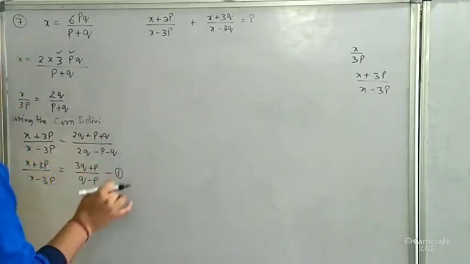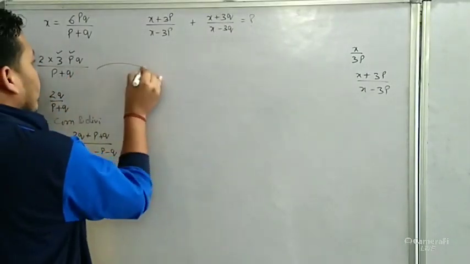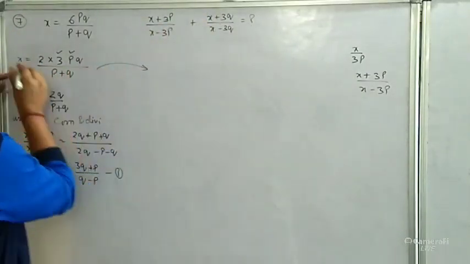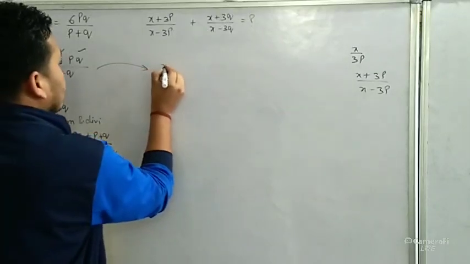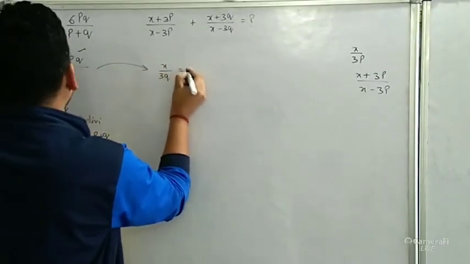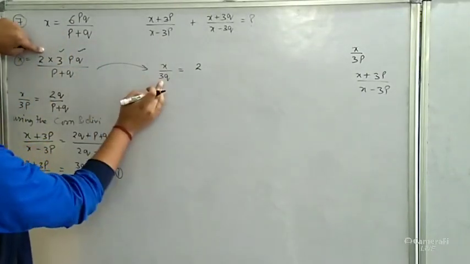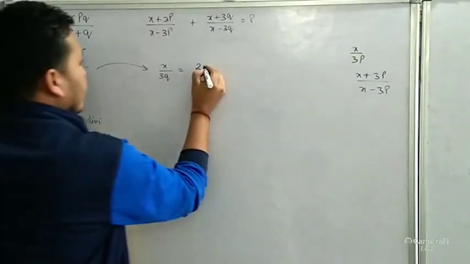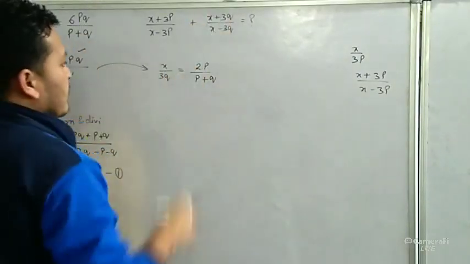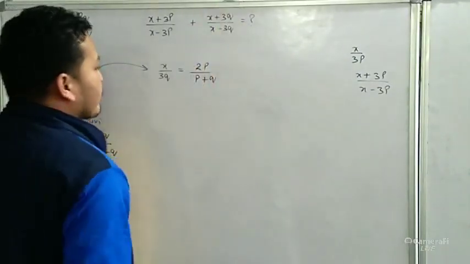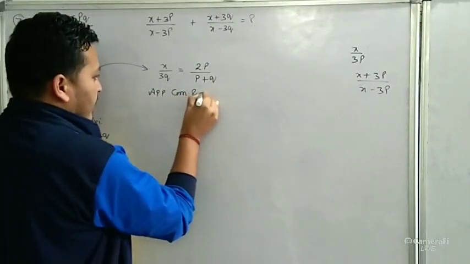Then second time we need the value of x plus 3q. Taking the denominator 3 and q, x upon 3q is equal to, what is remaining? 2 into p. So 2 into 3 and q, we have taken in the denominator, so 2p upon p plus q is remaining here. Again, if you need the value of x plus 3q, how can you write this in terms of x plus 3q? Apply componendo and dividendo.